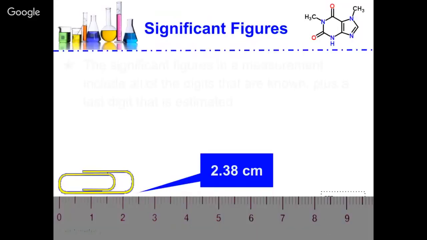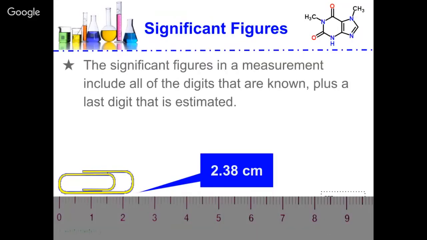So now let's talk about significant figures. Significant figures in a measurement include all the digits that are known plus the last estimated digit. If I were to measure this paper clip at the bottom, I would line it up so that the 0 is at the edge of the paper clip, and I would read. This would be read 2. We know for sure that it is more than 2, and then we know for sure it is more than 3. And so the next estimated digit out is the 8. So it's 2.38 centimeters long is the size of this paper clip.